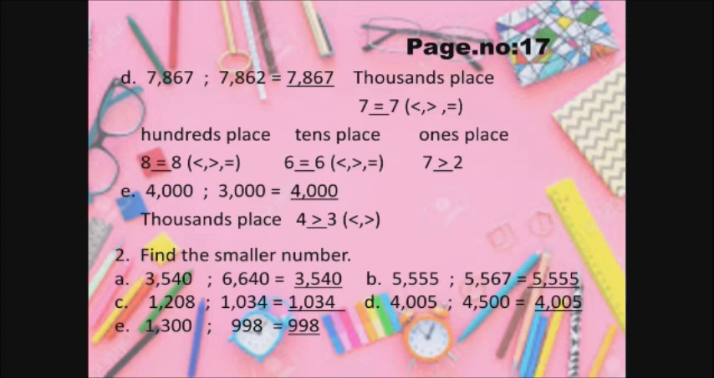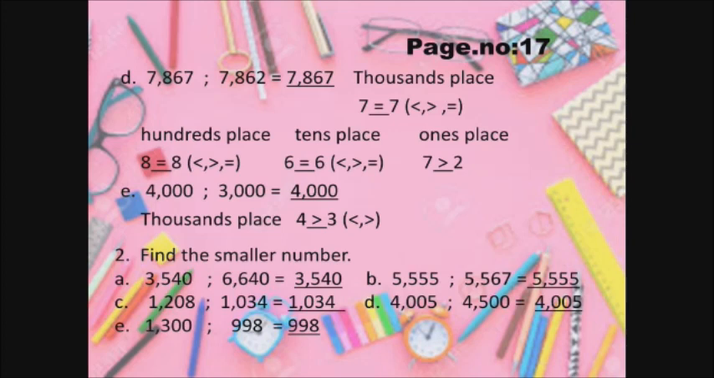Now we move on to the C sum. 1208 and 1034. So here 1034 is the smaller number. Next, D sum: 4005 and 4500. So here 4005 is the answer and that is the smaller number.